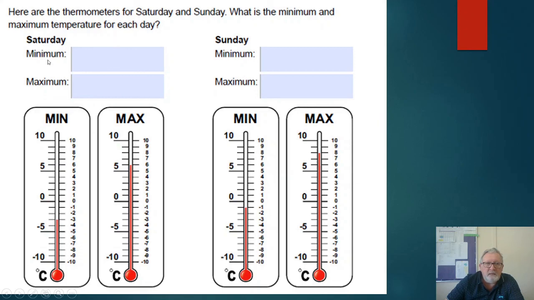Right, well, let's have a look at Saturday's minimum. There it is, shown there, and you can see it easily lines up with -3. On the maximum temperature, there it is, lining up with 6 degrees. And Sunday, -1 and 8.